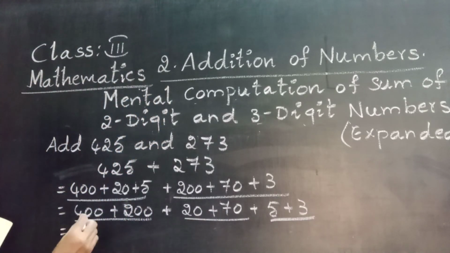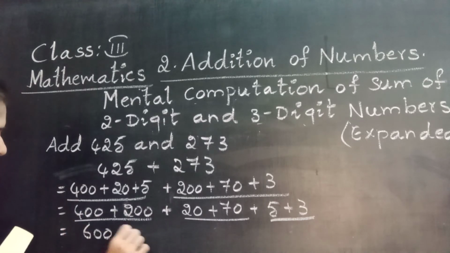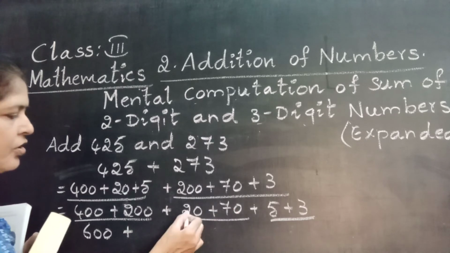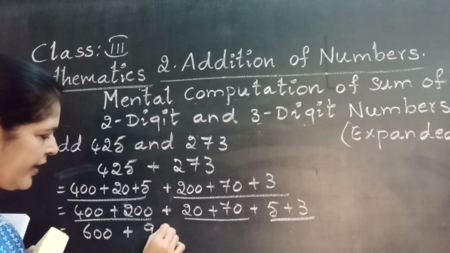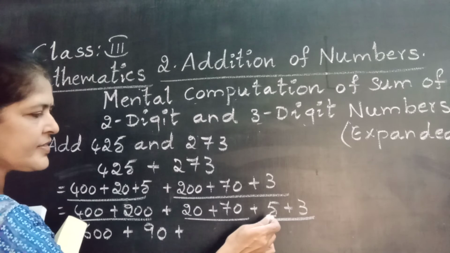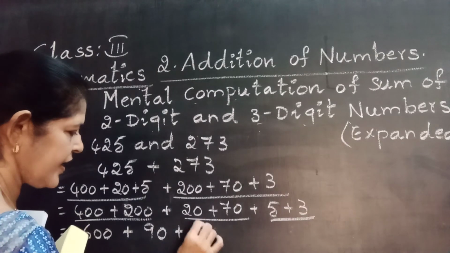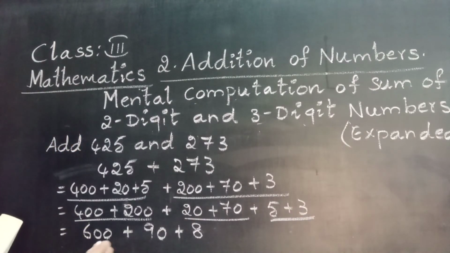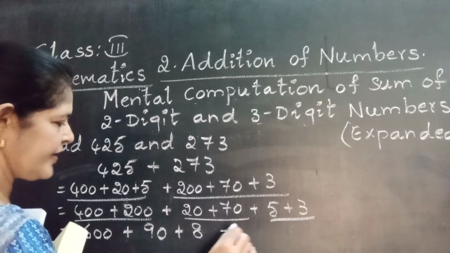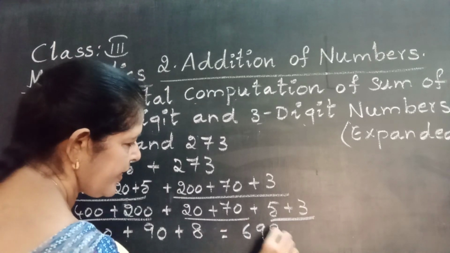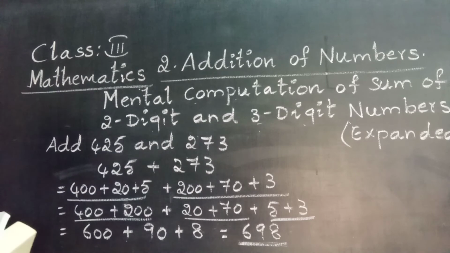Now adding, 4 plus 2, 6, and put 0s. Next tens, 2 plus 7, 9, put 1 zero. Next adding ones, 5 plus 3, 8. 600 plus 90 plus 8 equals 698. We get the total.